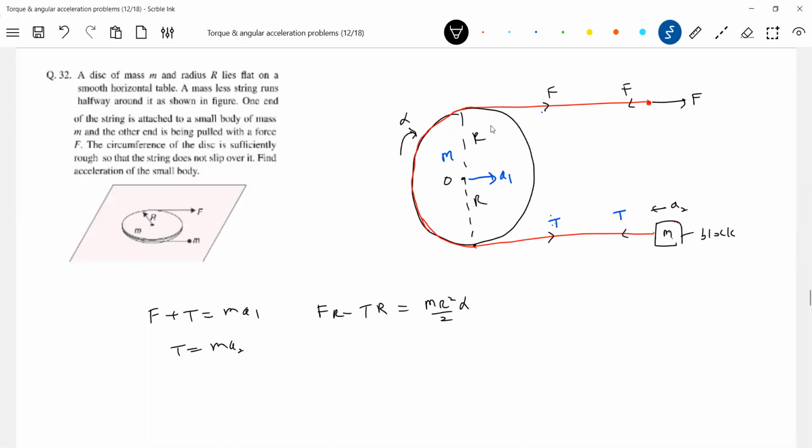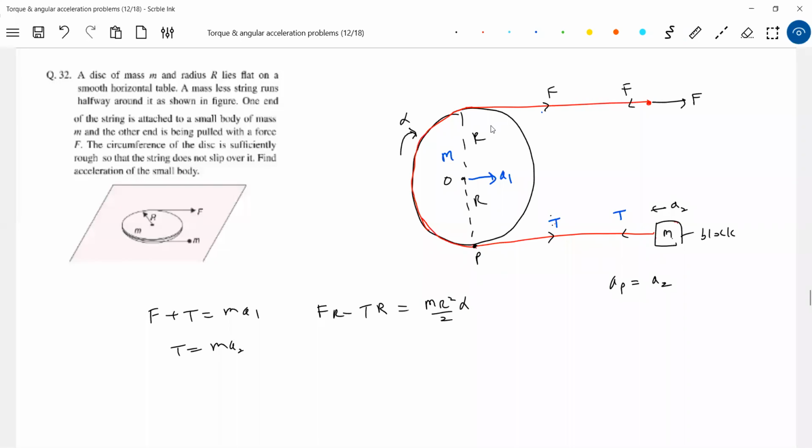Any constraint equation? So what should be the acceleration of this point P? Because acceleration of point P should be equal to acceleration of the block. Why? The string is inextensible, no? So on the horizontal part of the string, these two ends must have the same acceleration.